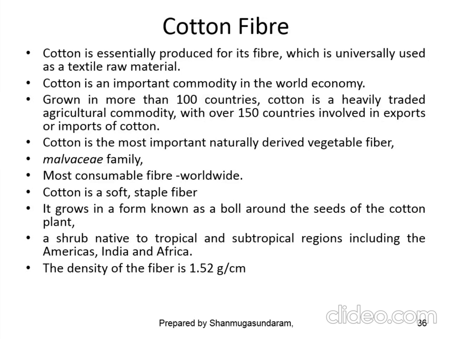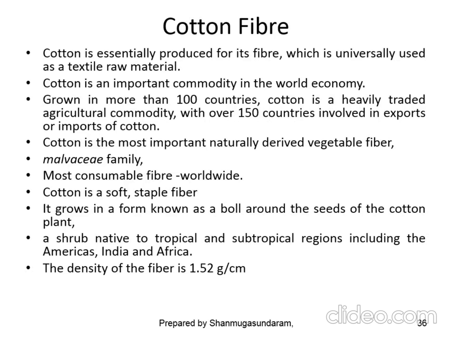Cotton is the most important naturally derived vegetable fiber. Yes, we might have discussed this during the classification of fibers. So cotton comes under the category of naturally derived vegetable fiber. It comes under the Malvaceae family. Yes, you might have already discussed this in plus 2 itself in botany. Okay, cotton comes under the category of Malvaceae family.